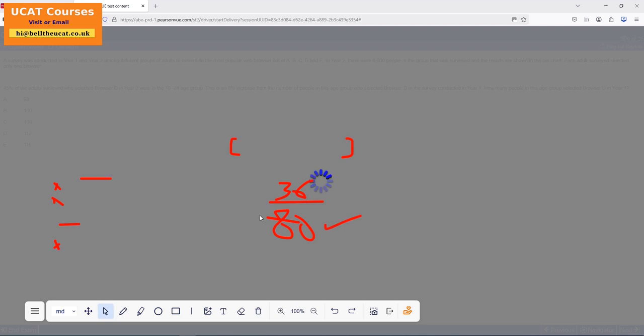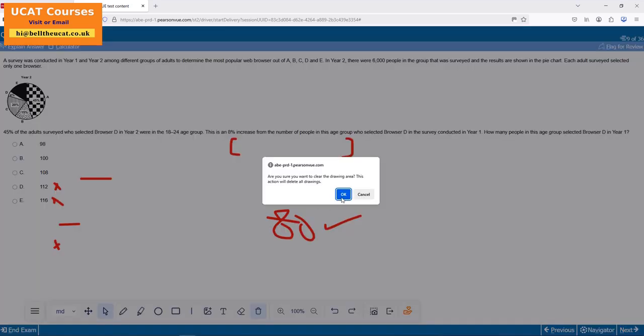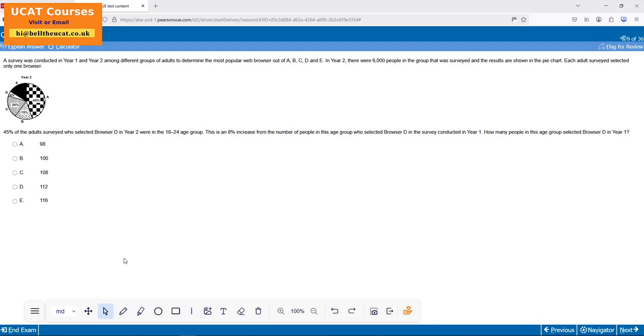Right, moving on. Oh, a pie chart question. Here we go. Right, a survey was conducted, so that's year 1, year 2, among different groups of adults to determine the most popular web browser. So I've got ABCD in year 2. This pie chart is about year 2. There were 6,000 people, something to do with 6,000. In the group results in the pie chart, year 2, 45% of the adults have selected browser D. So 4 in 5 do have 180.